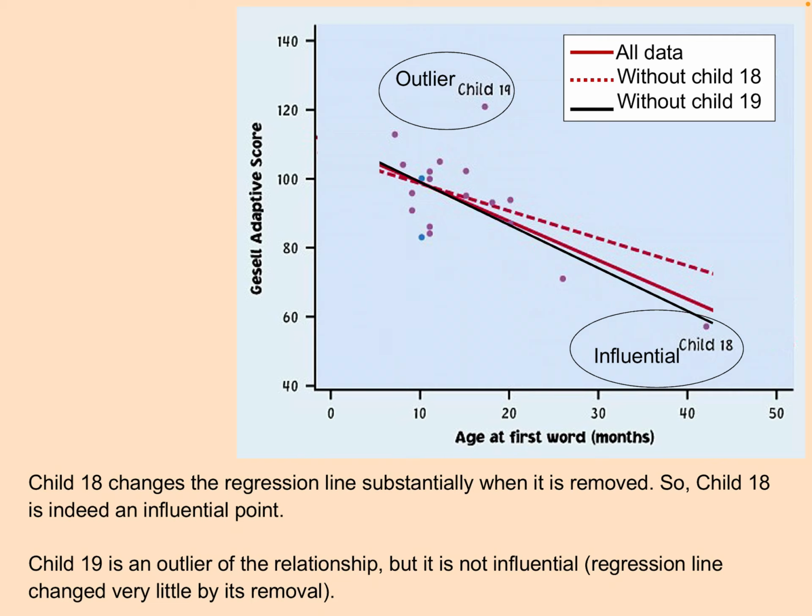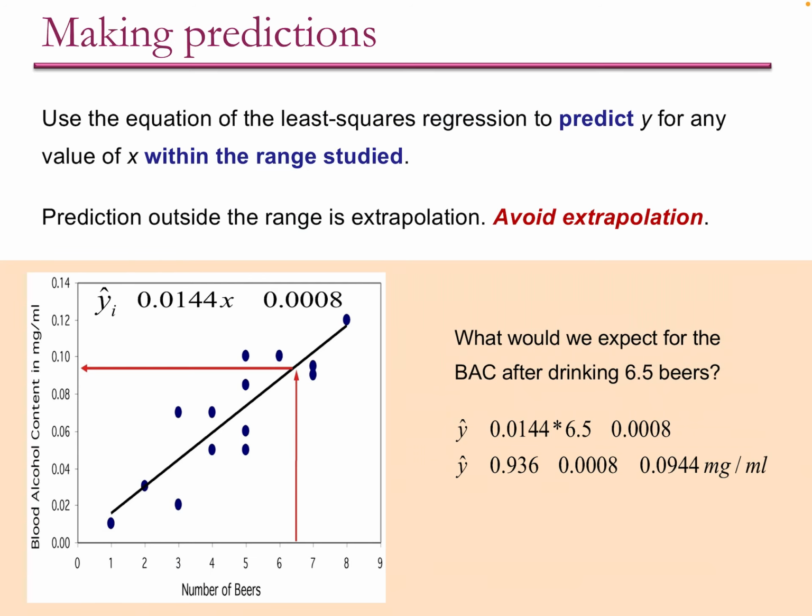That's why child 18 is considered an influential data point, because it can dramatically affect the slope of that line. We have to be careful about those and understand what they can do to a regression line. Now, what about making predictions? I said earlier, this is one of the most useful aspects of linear regression, or any kind of regression.